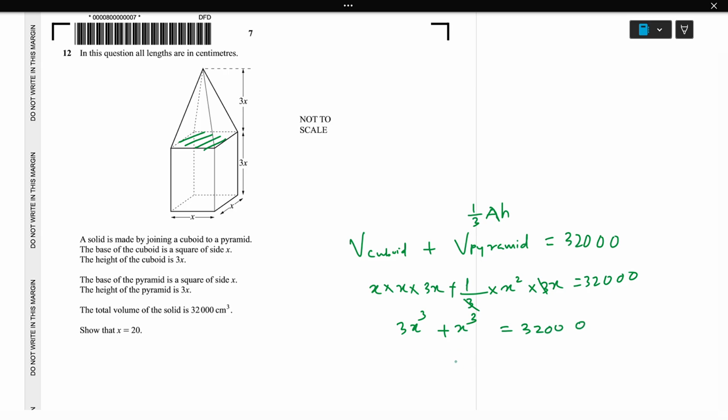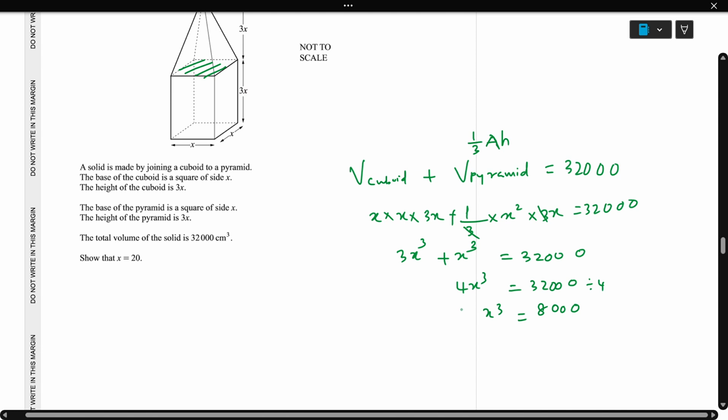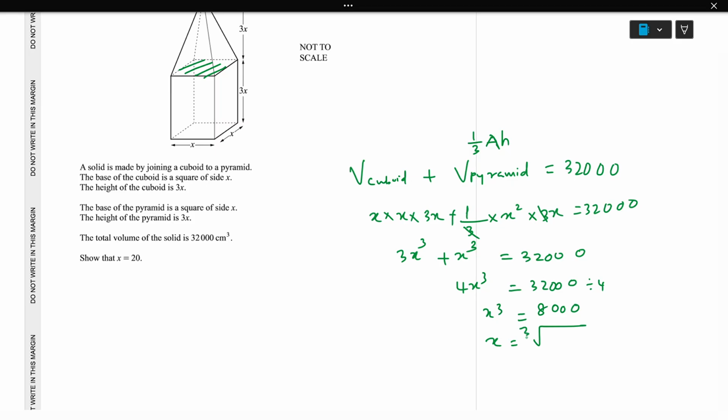So 3x cube plus x cube, which is 4x cube, equal to 32000. Divide by 4 here, x cube equals 8000. Now to get rid of this cube, on the right side it becomes the cube root of 8000. x equals the cube root of 8, which is 2, then 1000 becomes 10. So x equals 20. This is the one you need to show. It's done.